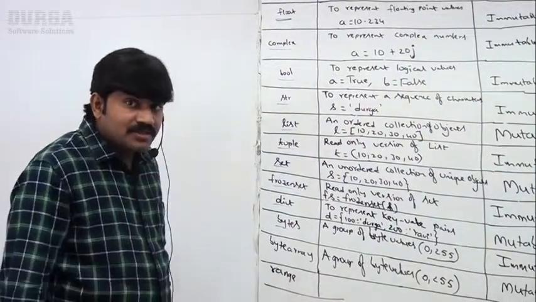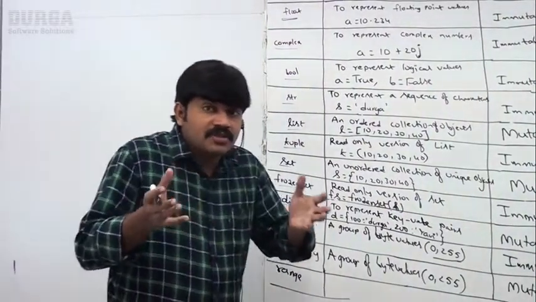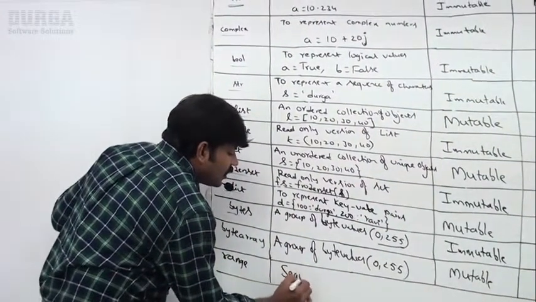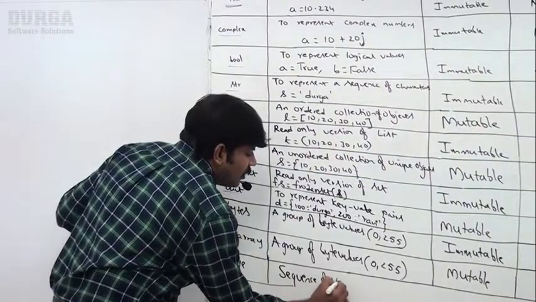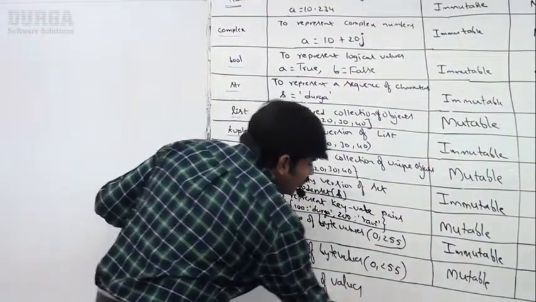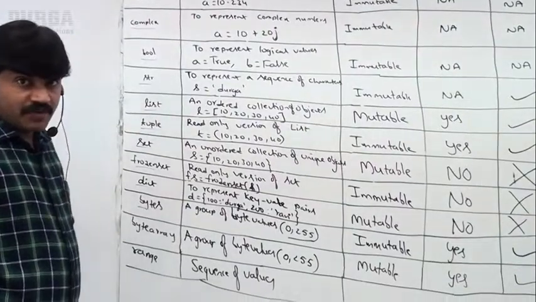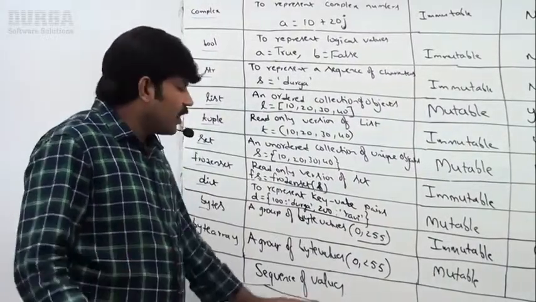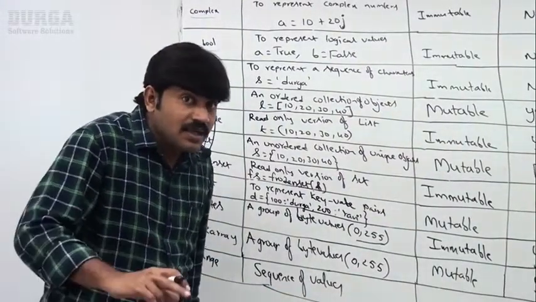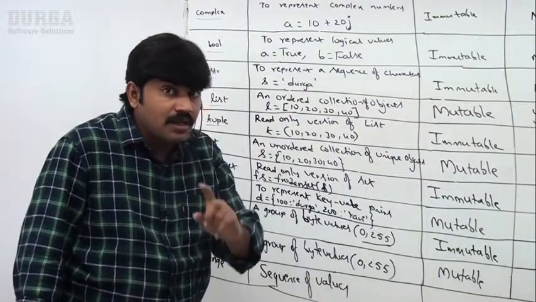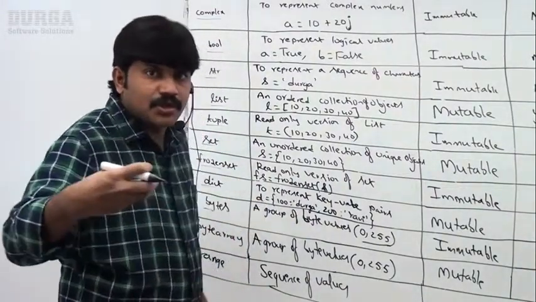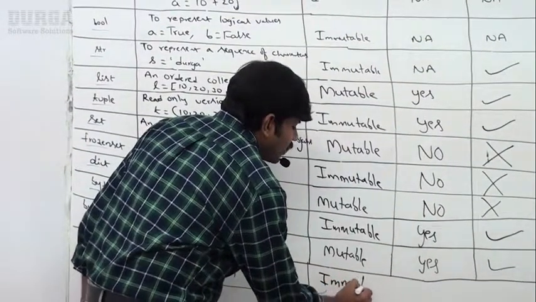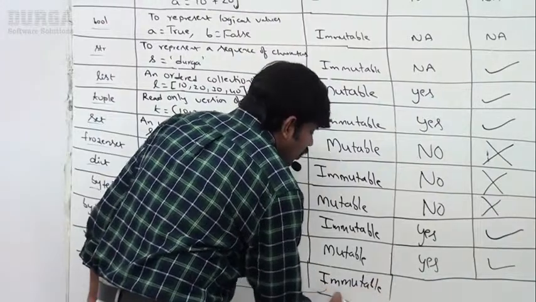When should we go for range? If you want to represent a sequence of values, we require to go for the range type. Remember that very carefully, sir. Range. When should we go for range? If you want to represent a sequence of values, then we have to go for range. Sir, is range mutable or immutable? Immutable. In the middle you can't add something, you can't replace something, so range itself is immutable. Observe very carefully, sir.